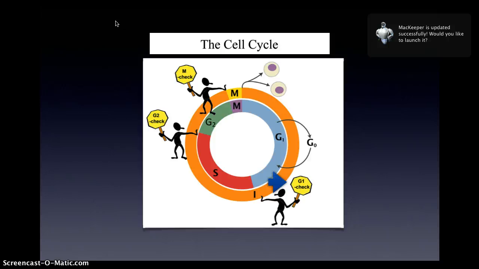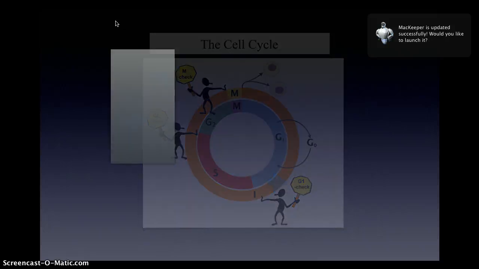Next is the G2 checkpoint. The G2 checkpoint makes sure the chromosomes have been replicated in the S phase and is not damaged. Lastly is the M checkpoint. This determines if it is ready for mitosis. It determines it by making sure all sister chromatids are correctly attached to the spindle fibers, because once the cell enters into anaphase, it cannot come back out.